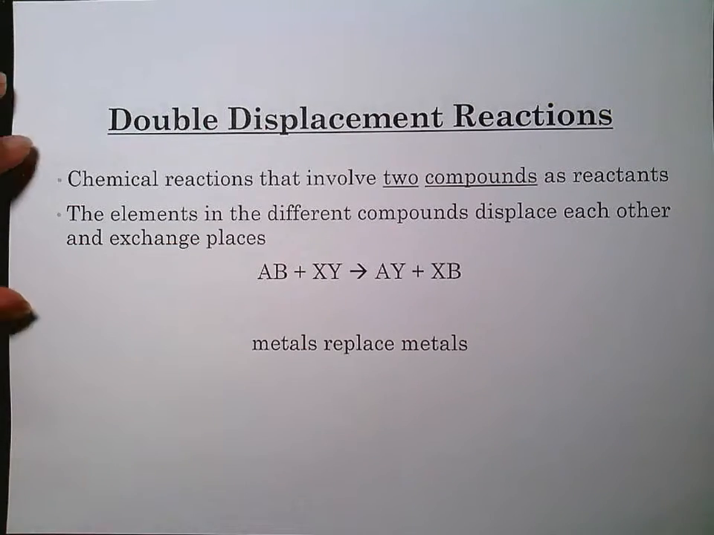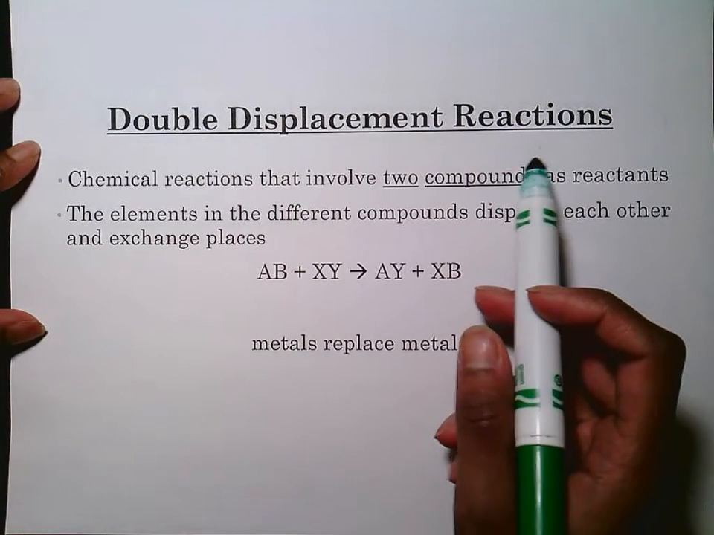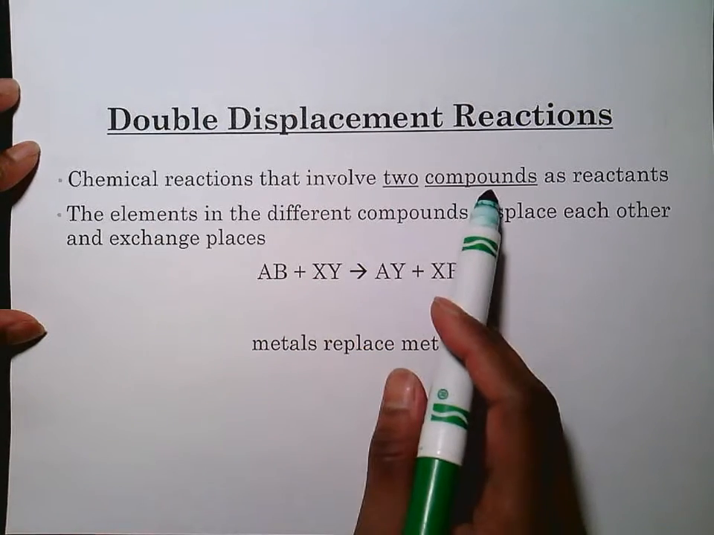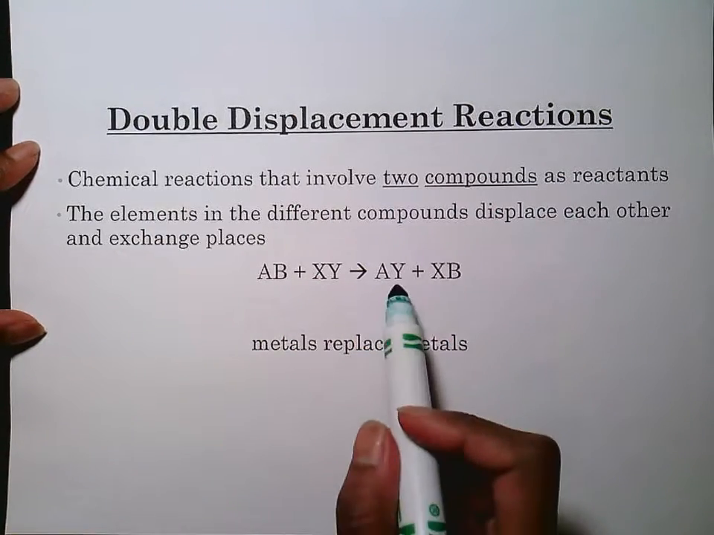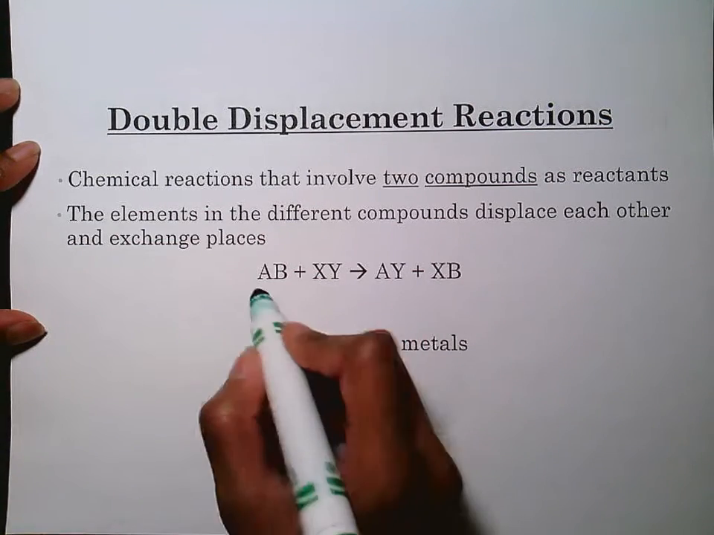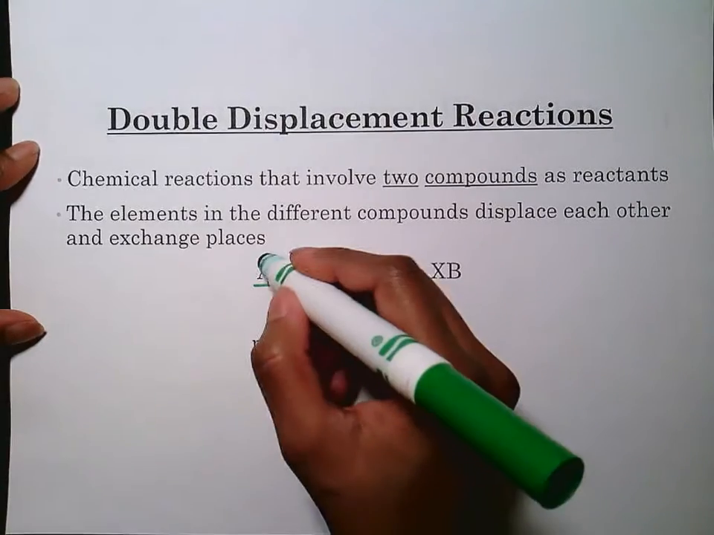The next type of reaction that we have is a double displacement reaction. So in this reaction, it is going to involve 2 compounds and it's going to produce 2 different compounds. So basically what you're going to do is the metals are always going to switch places with each other. So that's one way to just remember it.